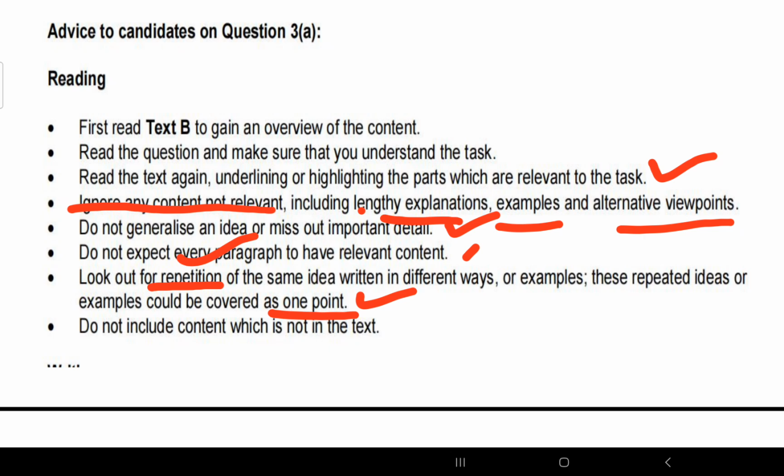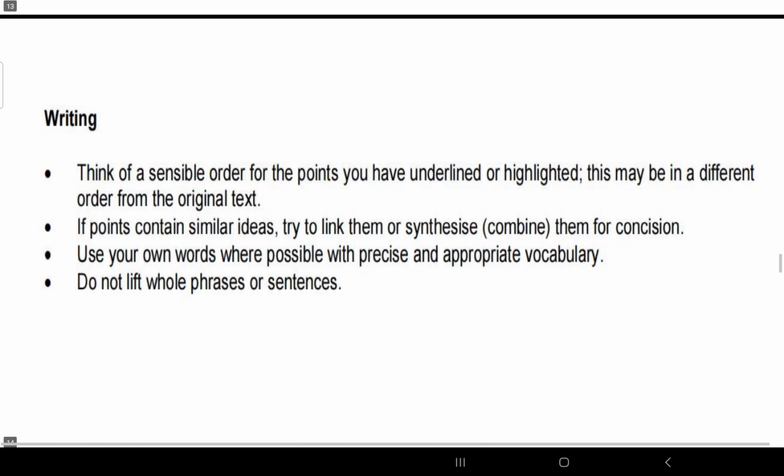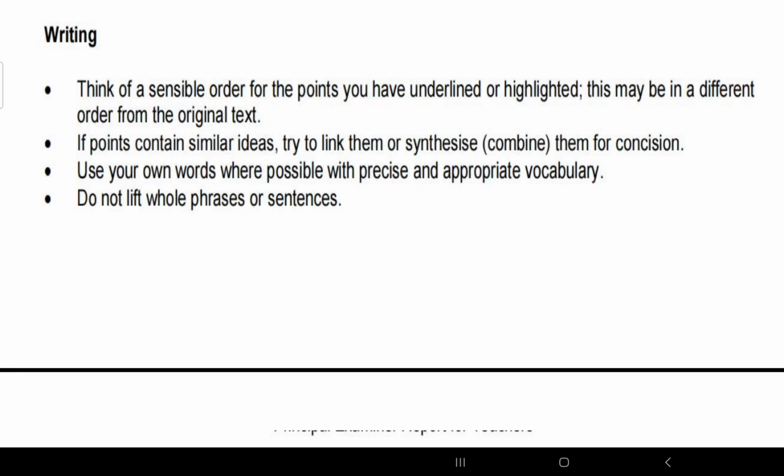Do not include content which is not in the text. Do not add anything from yourself. You are just going to treat the text, nothing else. Do not write any point from yourself. Then writing. Both these parts are from the examiner report of summer 25.